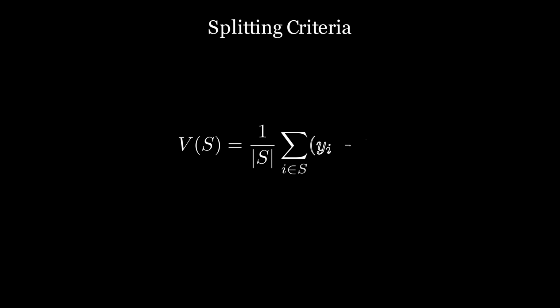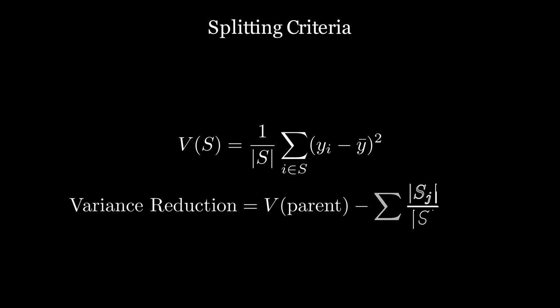To determine the best feature to split on, the algorithm uses the variance reduction criterion. The variance for a subset is calculated as the average squared difference from the mean.